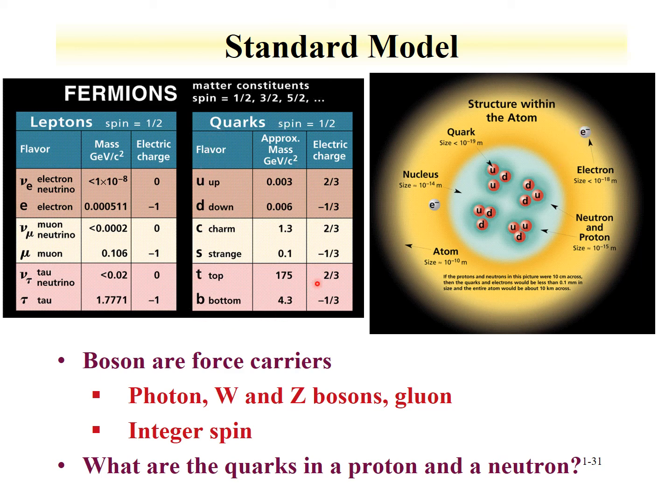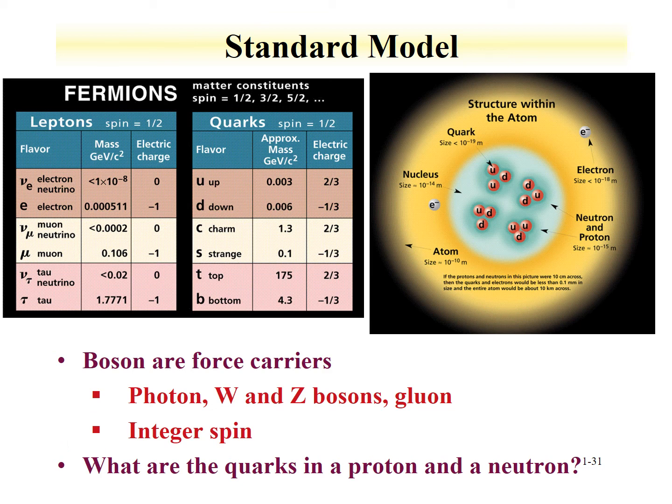Information on the quarks is shown here. Leptons include electrons and neutrinos, different flavors of electrons and neutrinos, including the electron neutrino, the muon and the muon neutrino, the tau and the tau neutrino. Bosons are force carriers, so photons, W and Z bosons, gluons. They have integer spins.